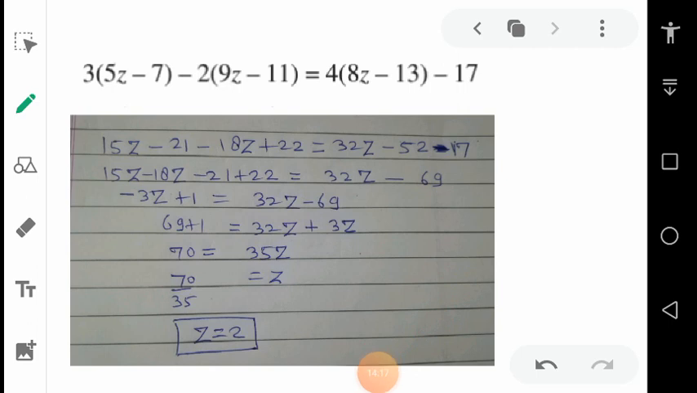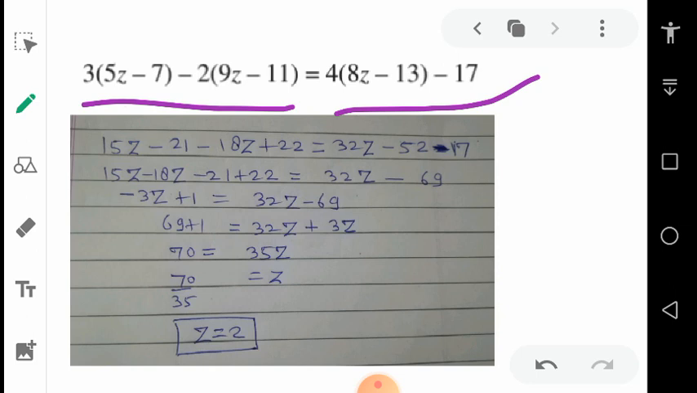3 multiplied by (5z minus 7) minus 2 multiplied by (9z minus 7) equals 4 multiplied by (8z minus 13) minus 17. So here are two sides, LHS and RHS. Now what to do? We have to just collect all the like terms and the constant values on either side, maintaining the balance of the equation, and we will simplify.